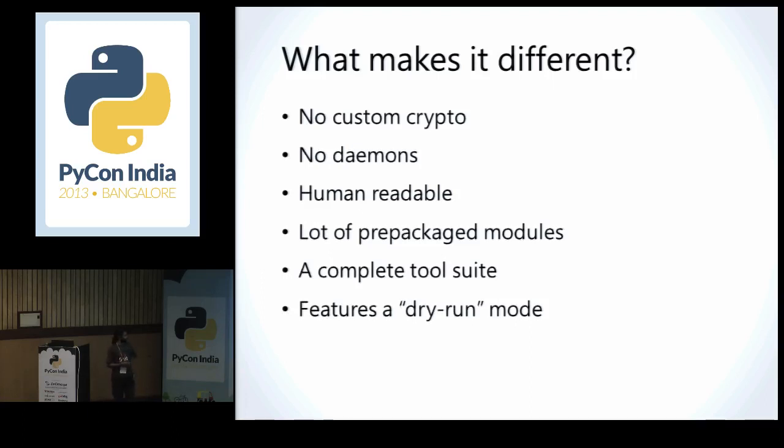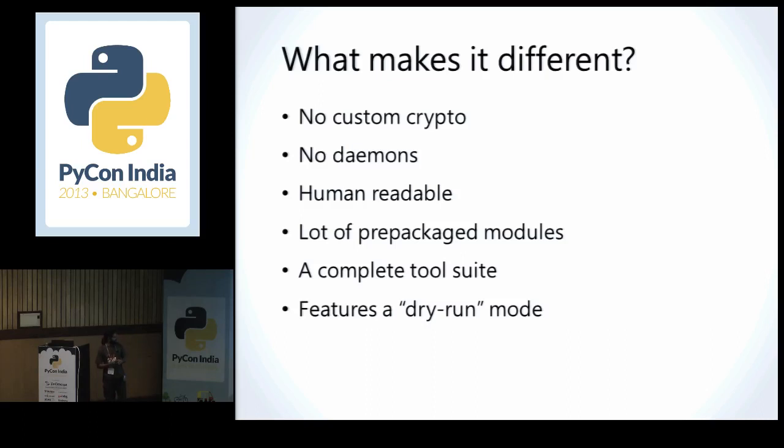The second point is about no daemons. The way you write your orchestration is in YAML, which is much more human readable than writing code to orchestrate your systems. There are a lot of prepackaged modules. I wouldn't say it is as big as the Chef community's contributions, but it's a decent list of modules. And as we saw in the previous slide, it allows you to do configuration management, deployment, and orchestration, so it's a complete suite that you get.